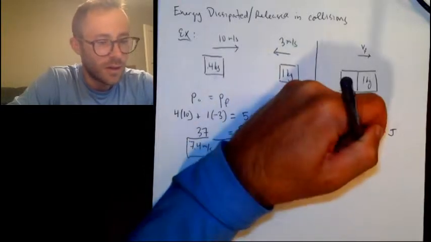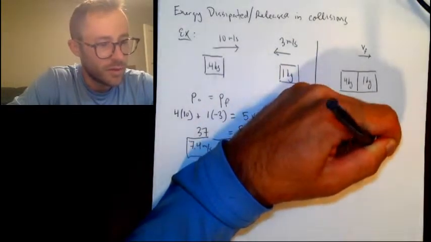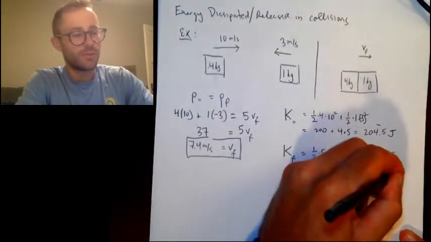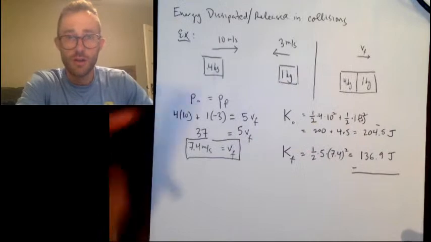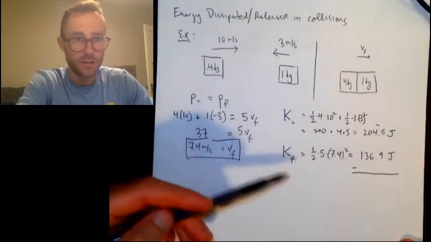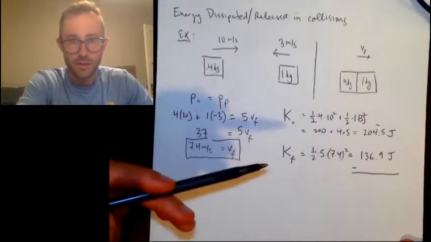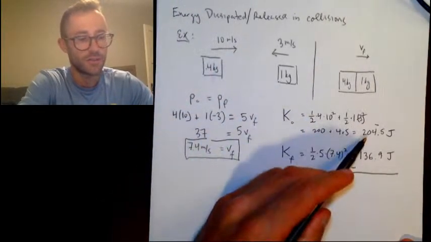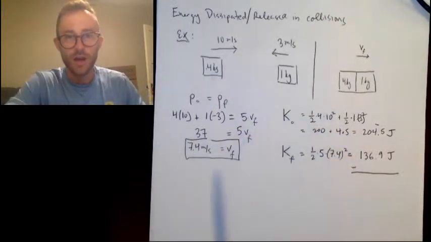And that's 136.9 joules. Okay? So if we subtract these two, we notice that the initial kinetic energy is not equal to the final kinetic energy. That means kinetic energy was lost. The initial kinetic energy is greater than the final. So how much was lost?